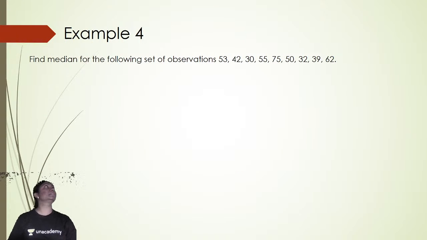So we will find out the first example. Now this is your discrete data. Find the median for the set of observations 53, 42, 30, 55, 75, 50, 32, 39, 62. Okay. So median क्या होगा following set of observations के लिए? First you have to arrange the data in ascending order. Okay, ascending order के लिए तो first data क्या आएगा आपका?